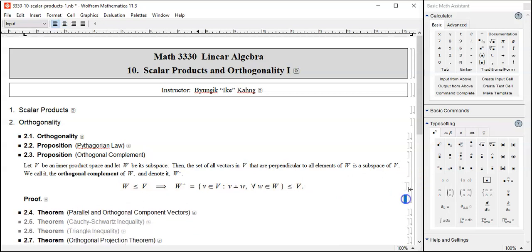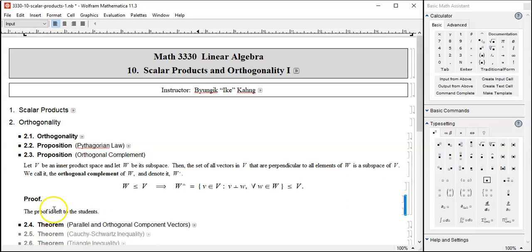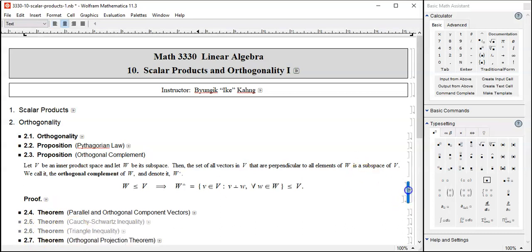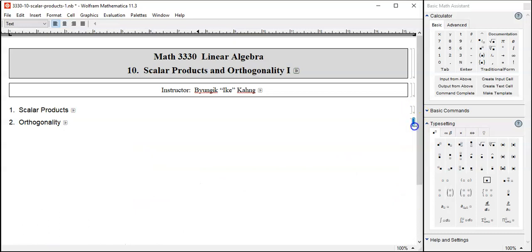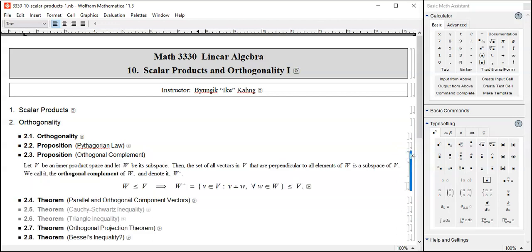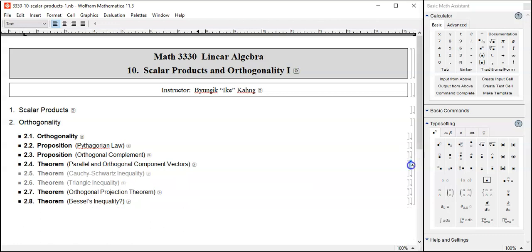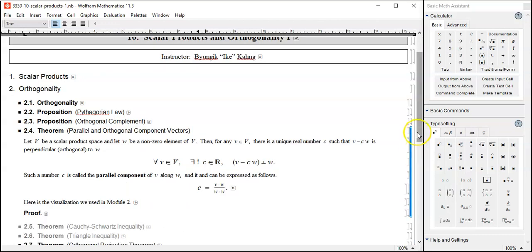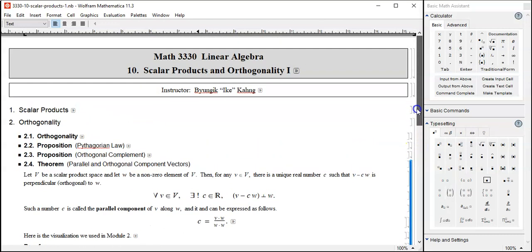The proof is left to the students. It's not going to be too difficult. Just use the common idea. 0 is in there, closed under addition, closed under scalar multiplication, that kind of thing. Okay, let's go over to the next topic. The next topic: parallel and orthogonal component vectors.